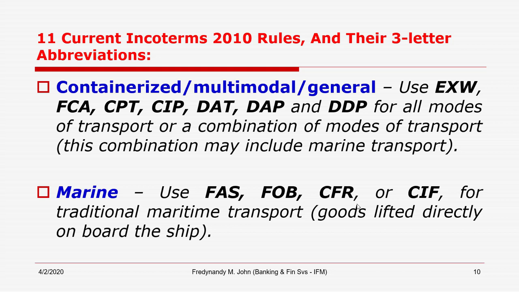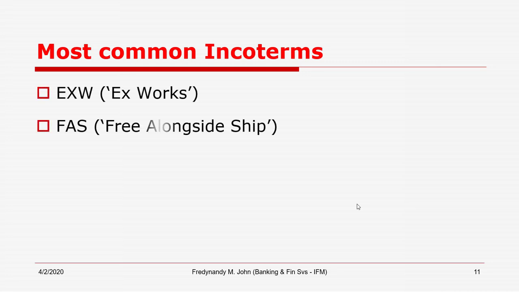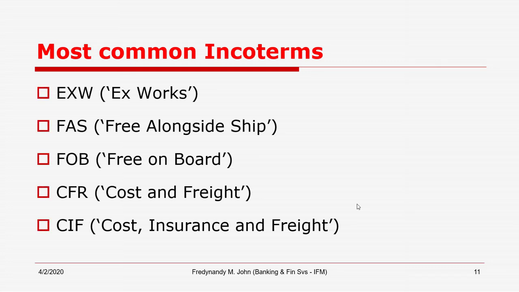So in conclusion, I can say that of the 11 Incoterms presented by the INCOTERMS Rule 2010, the 7 Incoterms are meant for containerized or multimodal transport, while the 4 Incoterms are designated only for marine transport. However, in normal practice of international trade, the commonly used Incoterms are Ex-Works, Free Carrier, Free Alongside, Free on Board, Cost and Freight, and last one, Cost, Insurance, and Freight.